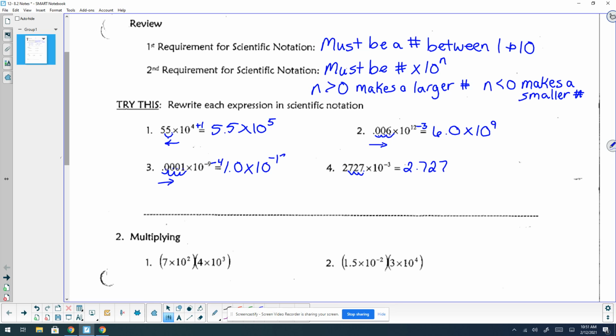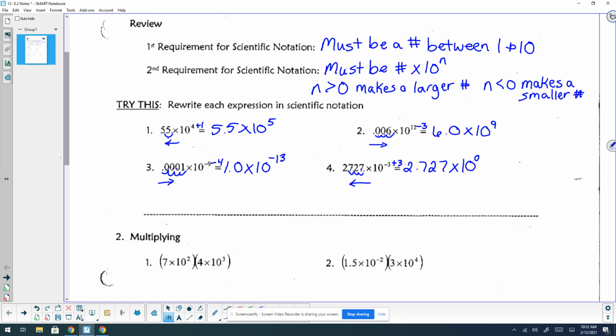It's negative 13. On my fourth problem, I move to the left, so I'm going to increase by 1, 2, 3 places. So negative 3 plus 3 would actually be times 10 to the 0 power. That's how we would write that in scientific notation. We know that anything raised to the 0 power is actually 1, so this number really would be 2.727. Okay?